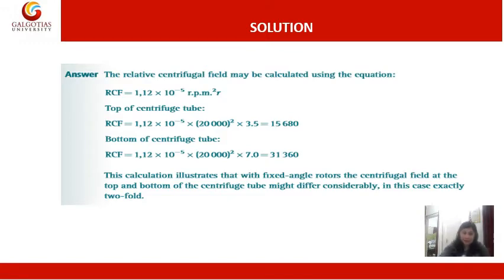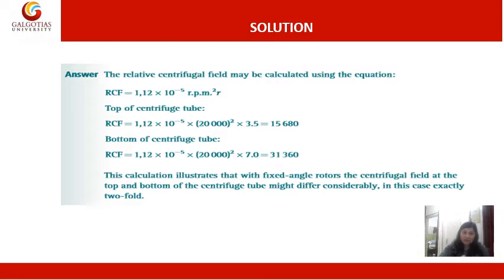The RCF may be calculated by using the equation 1.12 into 10 to the power minus 5 into RPM square into R, where RPM is the rotation per minute. At the top of the centrifuge tube, the RCF will be 1.12 into 10 to the power minus 5 into 20,000 square into 3.5, and the answer is 15,680. We already discussed the RCF has no unit.